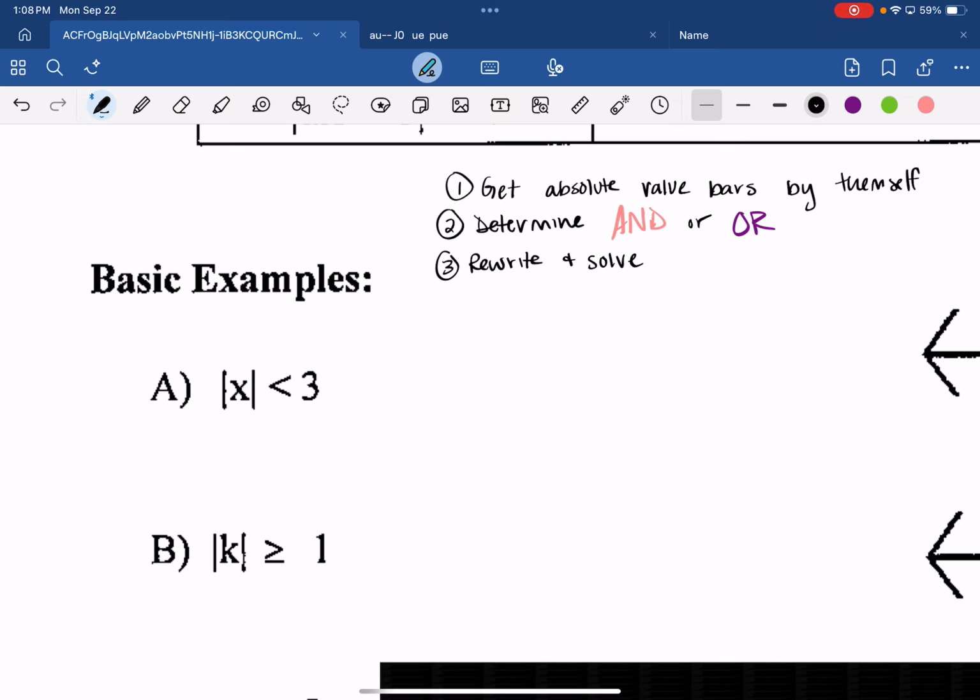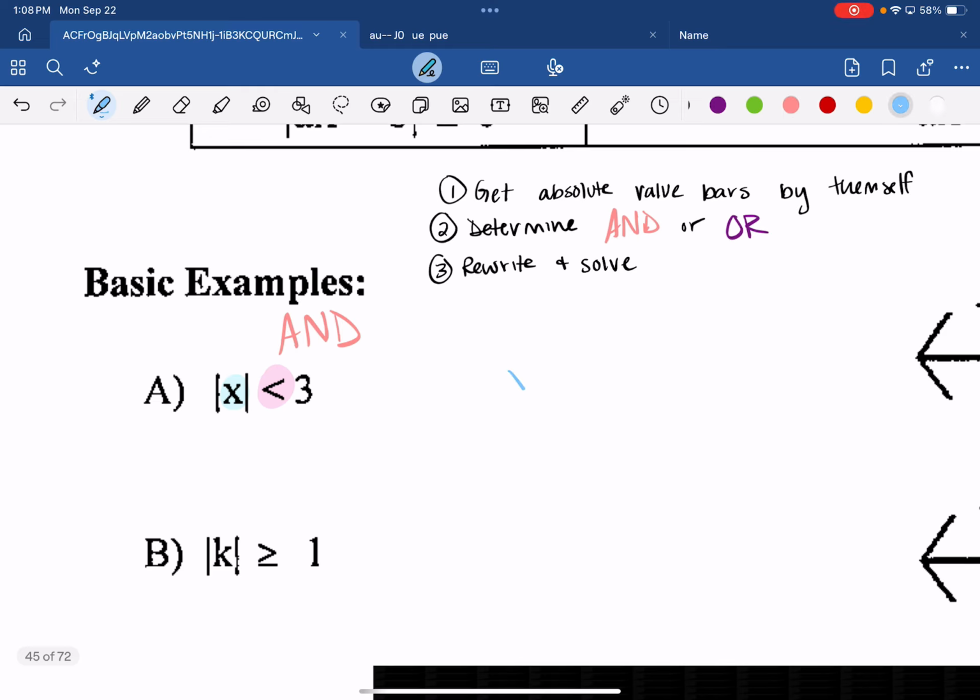All right, so my absolute value bars are by themselves. I look at my symbol. It's a less than symbol, right? I would read that absolute value of x is less than 3. So I know that this is going to be an and inequality when I rewrite it. Okay? When I rewrite it, the inside stays the same. Okay? Nothing changed about the inside. Greater is a great or problem. Less than is an and.